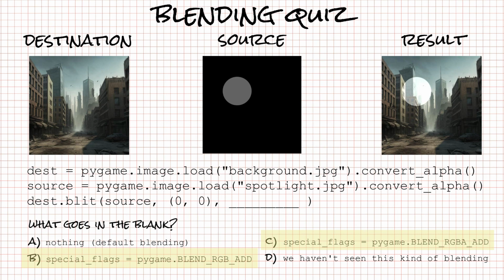And the add modes will add the 100 values from the gray circle to the destination pixels in the circle, making them appear lighter. If we use RGB add, then the destination alpha of 255 is used. If we use RGBA add, then the destination and source alphas are added together. Since they're both 255 and no value can exceed 255, it's still 255.